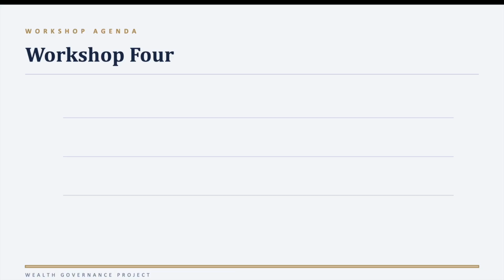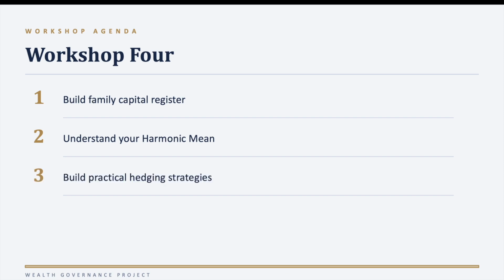Workshop agenda. Before we begin, here's what you'll complete in this workshop. First, you'll identify your family's greatest risks across the 9 capitals. Next, you'll learn how to interpret the harmonic mean and understand why it reveals vulnerabilities that simple averages often hide. Then, you'll build practical hedging strategies that reduce the impact of those vulnerabilities. Finally, you'll prioritize those actions into a practical resilience plan for the months ahead. By the end of this workshop, your family won't simply understand where risk exists. You'll know what to do about it.